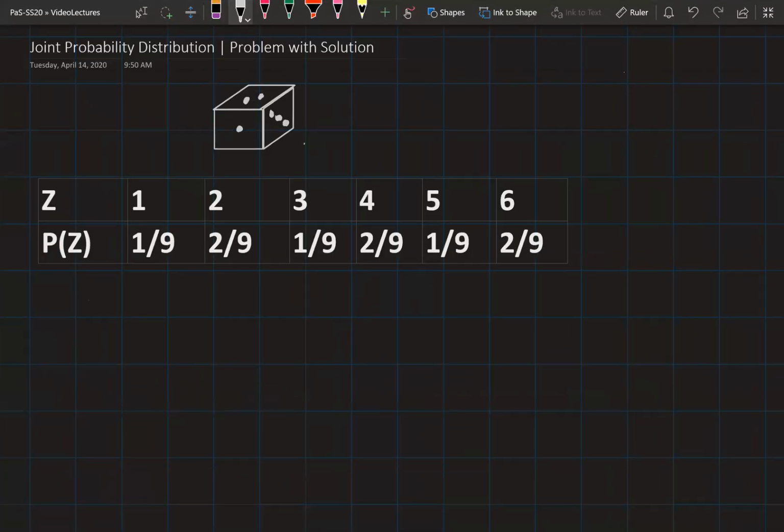In this video, we're going to solve the problem on the joint probabilities. It's a very interesting problem because it reveals some structural and conceptual issues connected with the joint distributions.